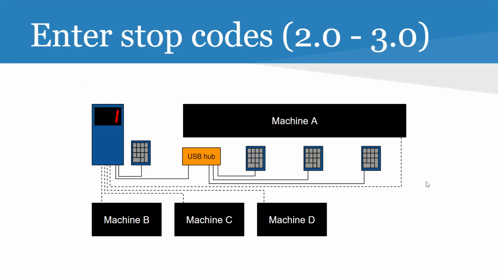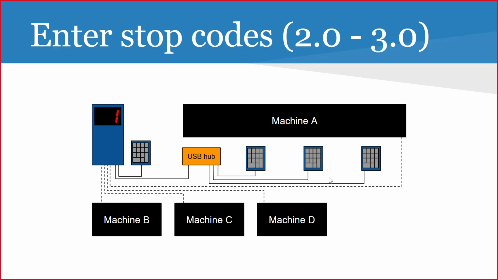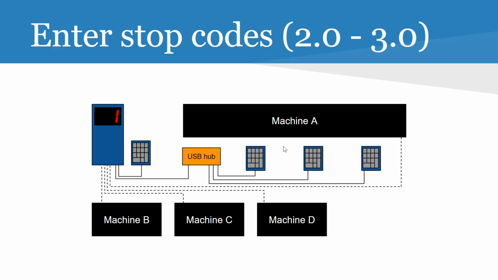Some information about MUR-Box and entering stop codes. Most of you have MUR-Box version 2.0 or 3.0, and with those MUR-Boxes you can connect several machines to one single MUR-Box using these 4 or 6 inputs. And then you can connect several keypads using a USB hub. And that way you can have easy access to entering stop codes without being close to the MUR-Box. But this only works for the first machine, we call machine A here.